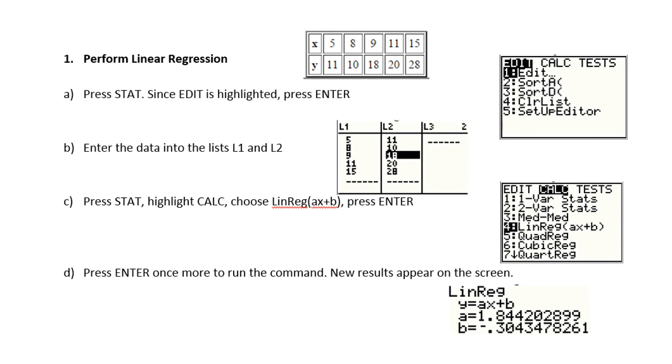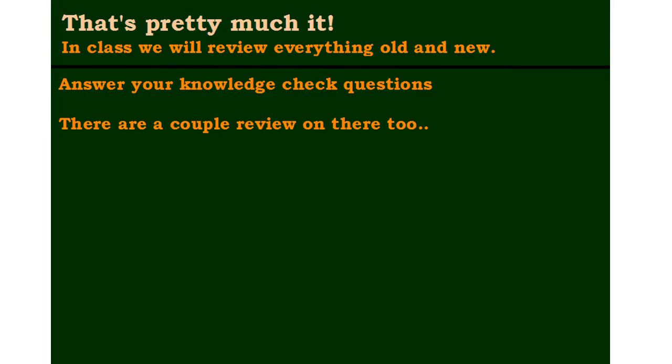Here are the calculator steps. Those of you who have calculator access at home, please try these on your own. Enter your x values and y values into L1 and L2 and follow the steps to find the linear regression equation. Those of you who don't have calculator access at home, we will go over this in the class. That's pretty much it. Please bring any questions you might have to the class.